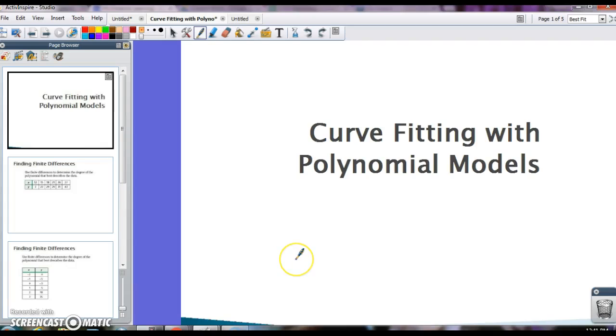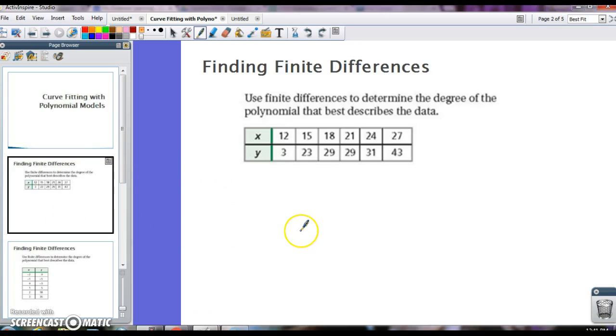Hey everyone, today we're going to talk about curve fitting with polynomial models. So some of this stuff will be pretty familiar because we did this with quadratic models, but it's going to change slightly because we're going to be talking about higher order polynomial functions. So make sure you have your calculator handy before we get started, so pause the video if you have to go find your calculator.